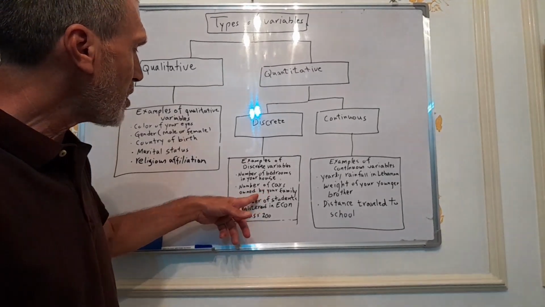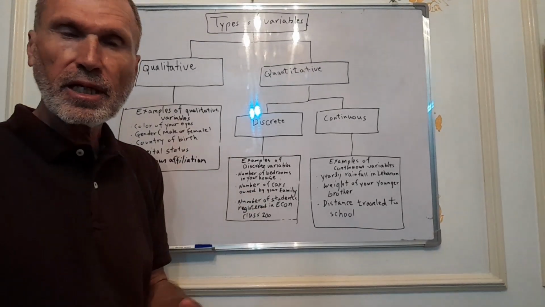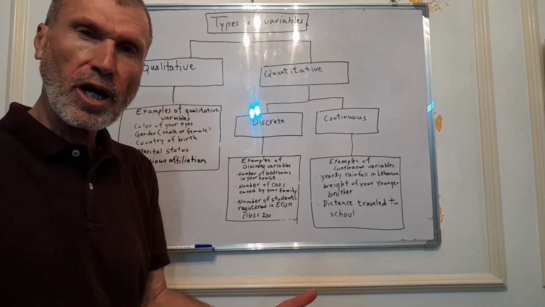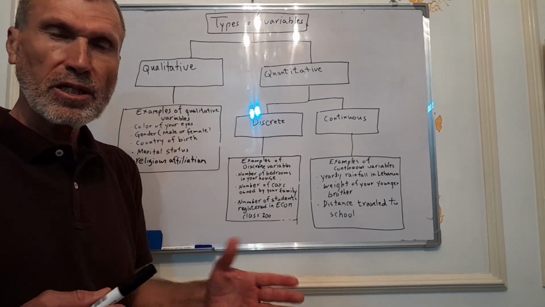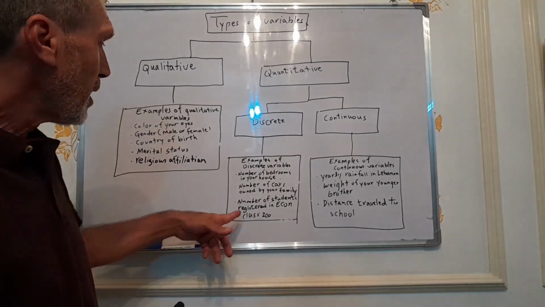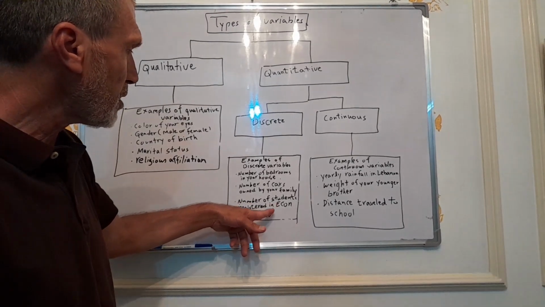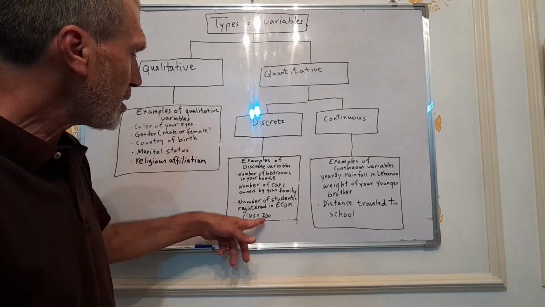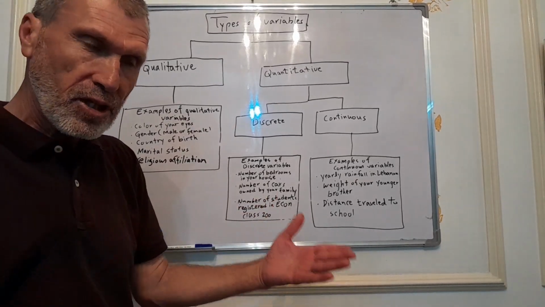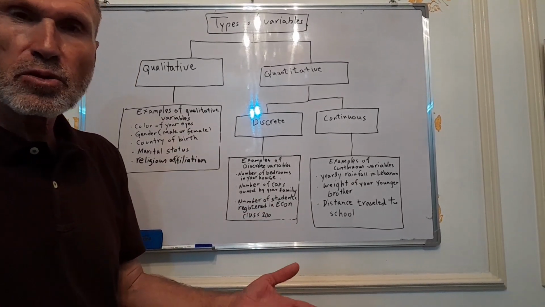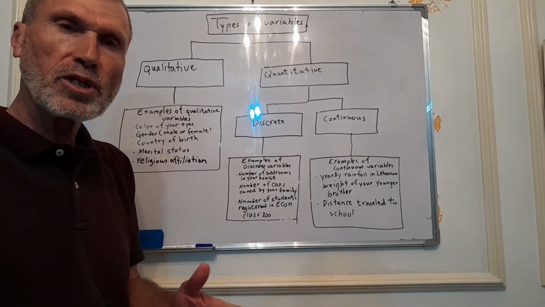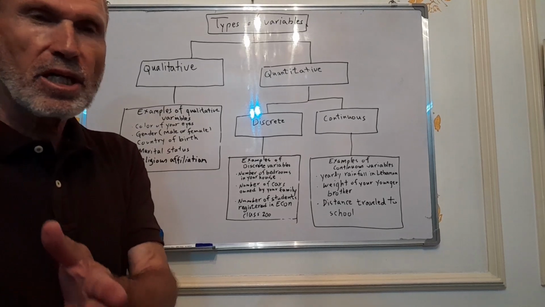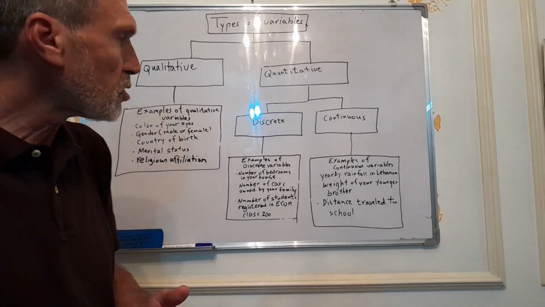Number of cars owned by your family. There are 3 cars, or 4 cars, or 6 cars. Not 3.5 cars, so there are gaps. Number of students registered in Econ class 200. We have 30 students, we have 40 students, we don't have 30.5 students. We have 30 students, 40 students, 41 students, and so on and so forth.